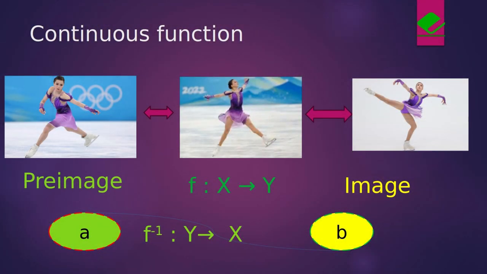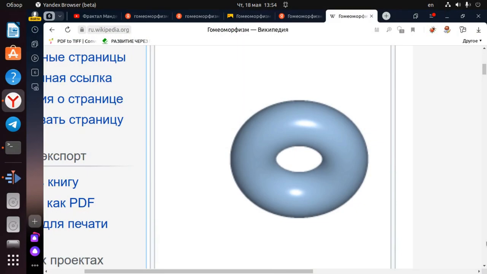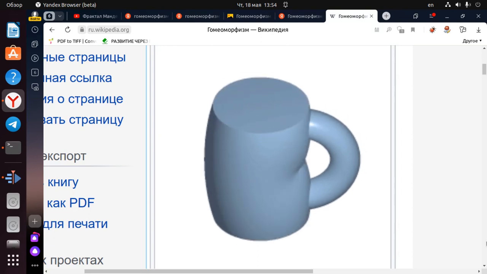In this figure, a point can have an open neighborhood. This neighborhood of point A is mapped entirely to this neighborhood of point B. This is the definition of continuity. Speaking of homeomorphism, we note the interesting transformation of a mug into a torus and vice versa.